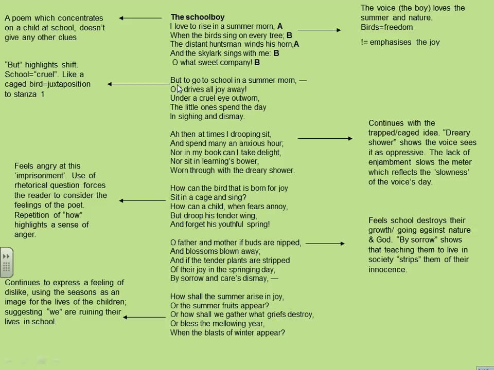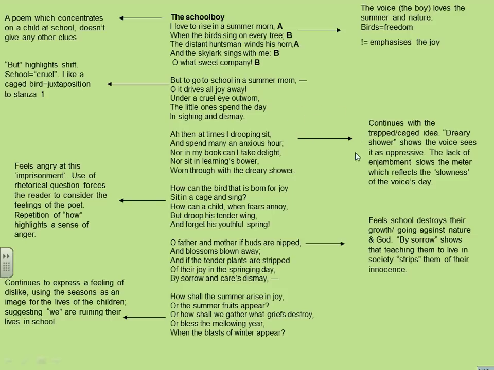Then I look at the 'but' at the start of this stanza. There seems to be a clear contrast here. There's a shift. School seems to be cruel. It's like a prison. All of a sudden these birds, this nature, has been caged. So it's a real juxtaposition, a real opposite to stanza number 1, sorry, that's stanza number 1.